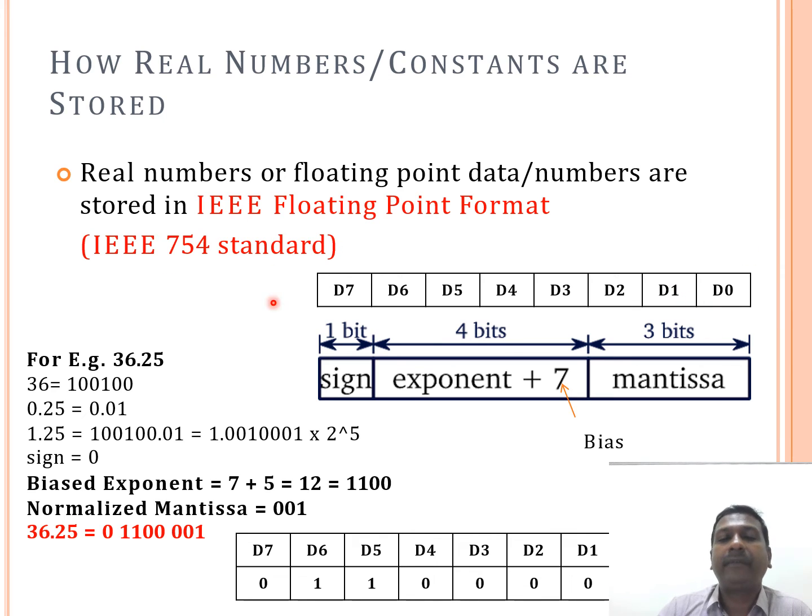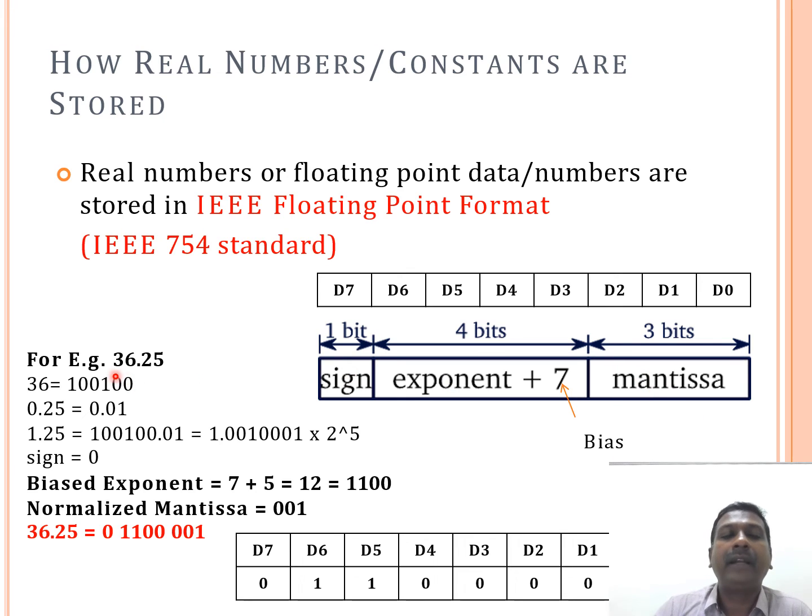For example, take 8 bits. These 8 bits are divided into 3 groups. One, the MSB, we call it the sign bit of my number. The next group, 4 bits, is used for representing the exponent part. The last three bits are used for representing the mantissa part.